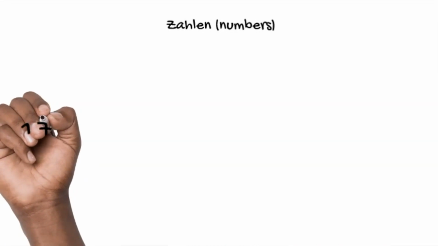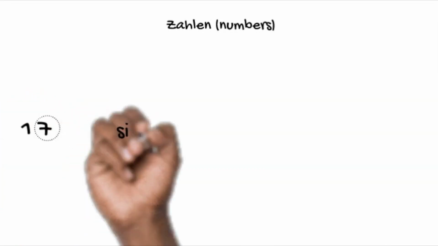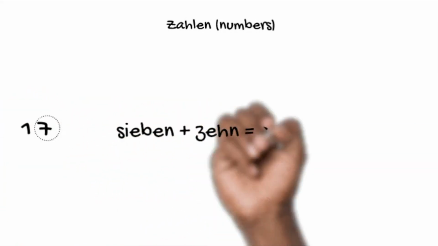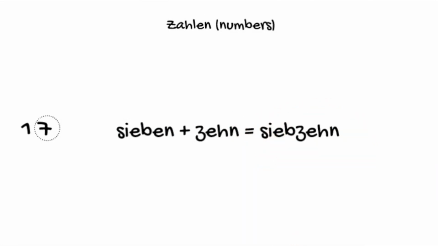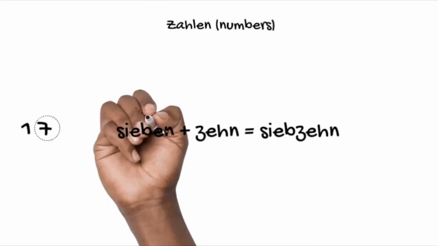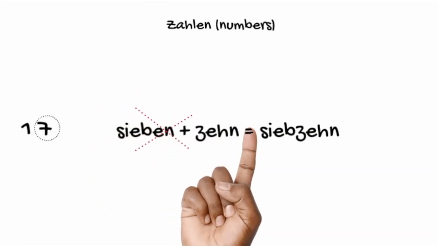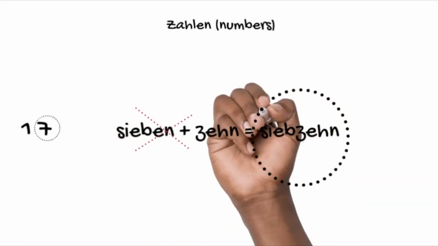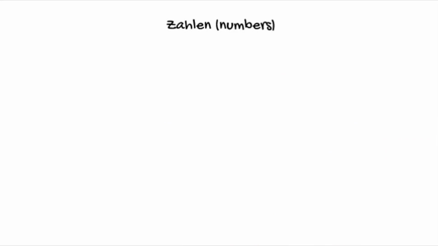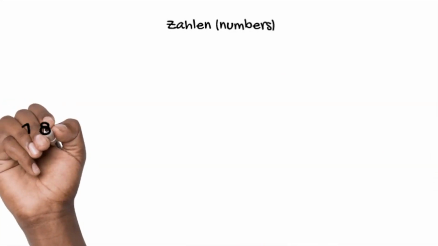Our next number is 17. 10 and 7 equals 17. In this case, we don't say 17. We shorten the 7 and make it a sieb, 17. The next two numbers have no exception.